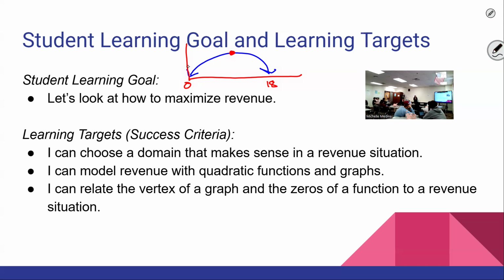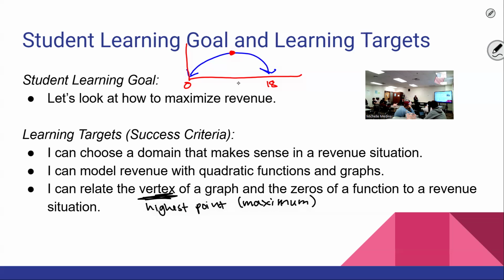So what information does the vertex tell me about my graph? Make sure to pay attention. What information does the vertex tell me about my graph? Highest point, so my maximum. It could also tell me my lowest point too, but most of our real world situations look like this. They could tell you your highest point or your lowest point, your turning point. It's always two values. You have to decipher which one is going to answer the question.